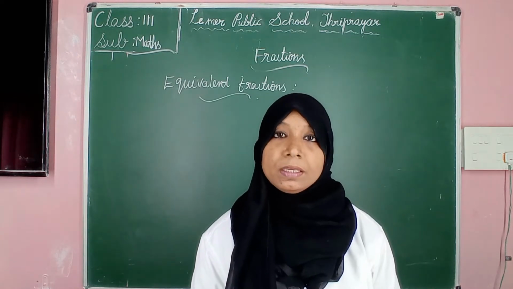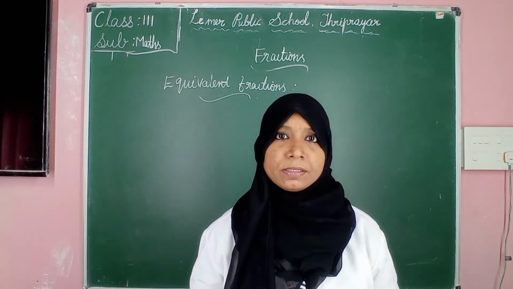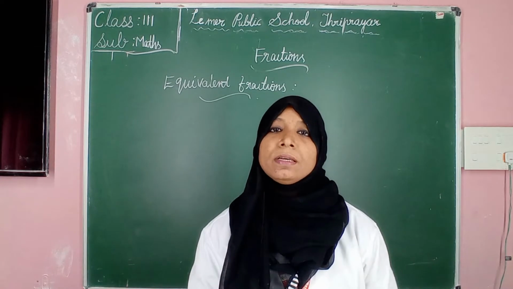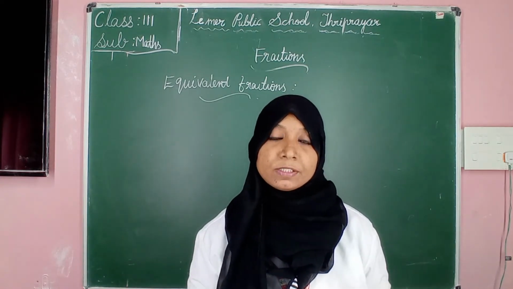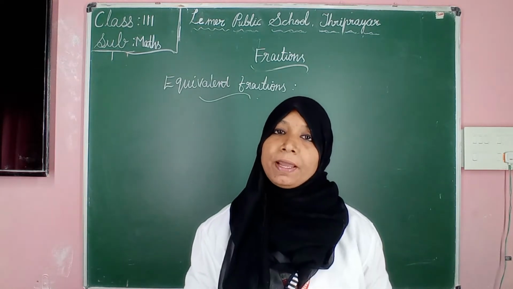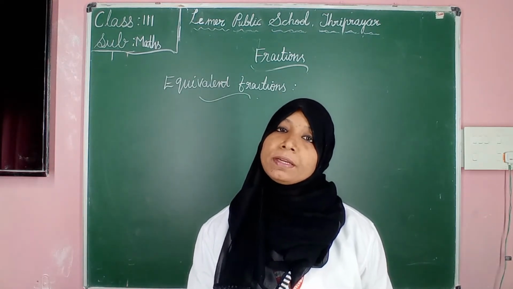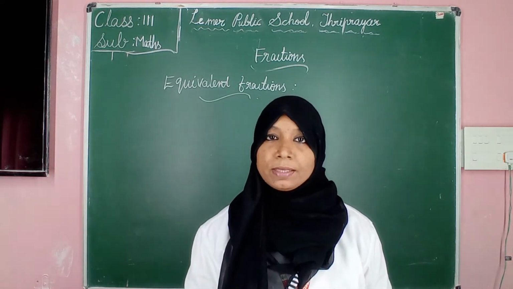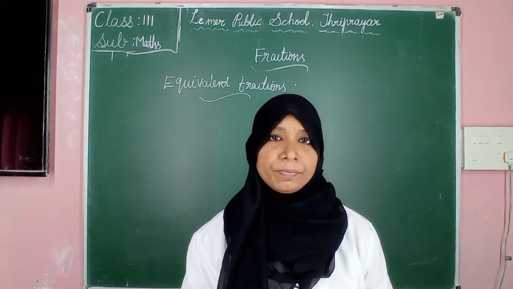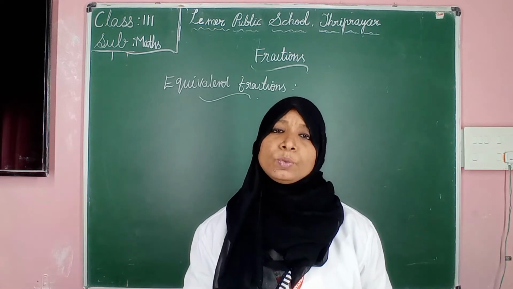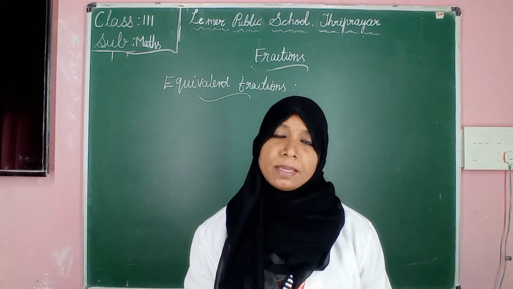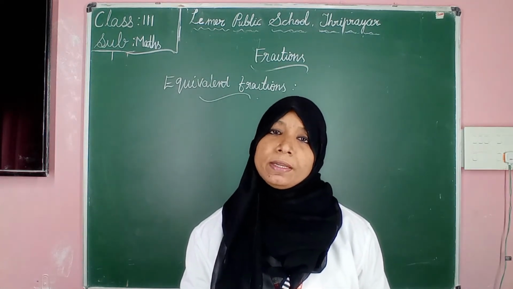Okay children, equivalent fraction means what? If two fractions are equal, then we can say they are equivalent fractions. Then how can we find the equivalent fractions of a given fraction? Multiply both numerator and denominator by some numbers. Simply, we can take 2, 3 and 4. If we have to find 3 equivalent fractions, we can take 2, 3 and 4 and multiply both numerator and denominator by 2, 3 and 4.